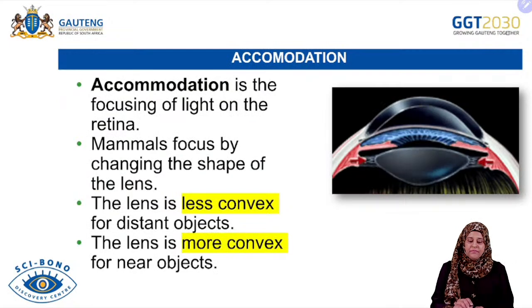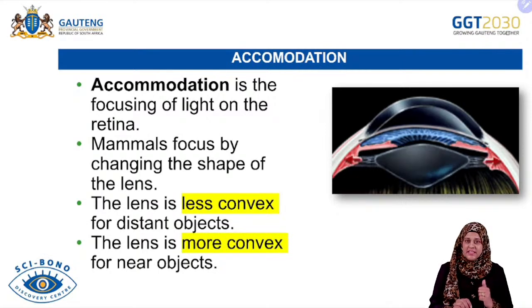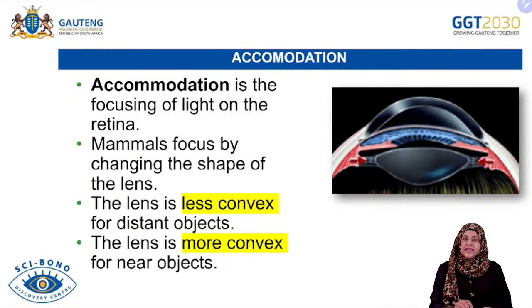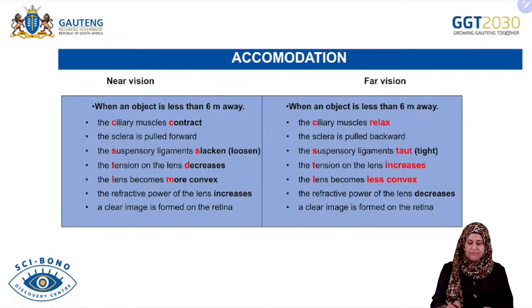Okay, there we go. So this is what I was saying. It's the focusing of light on the retina. And how do we mammals focus? We focus by changing the shape of our lens. And by changing the shape of our lens, we can focus onto the retina, which remember is like a screen, as Nonhlanhla said. So here we say that the lens is less convex for distant objects and it is more convex for near objects.